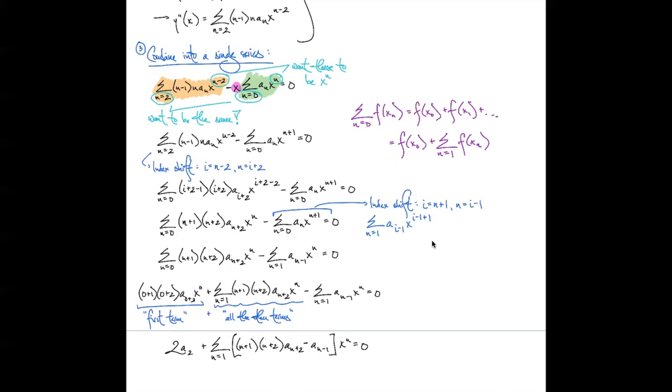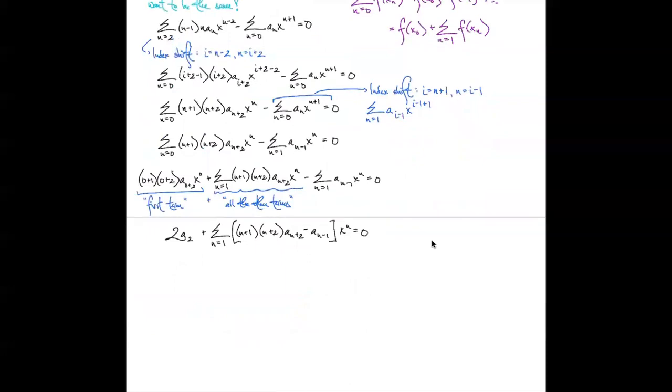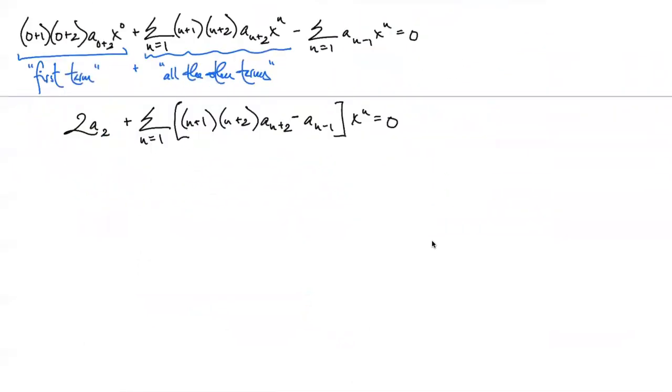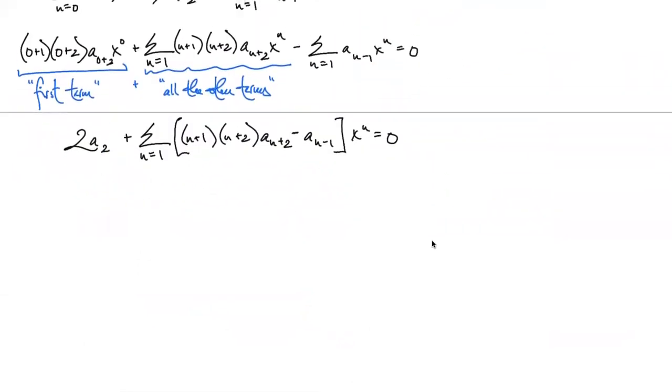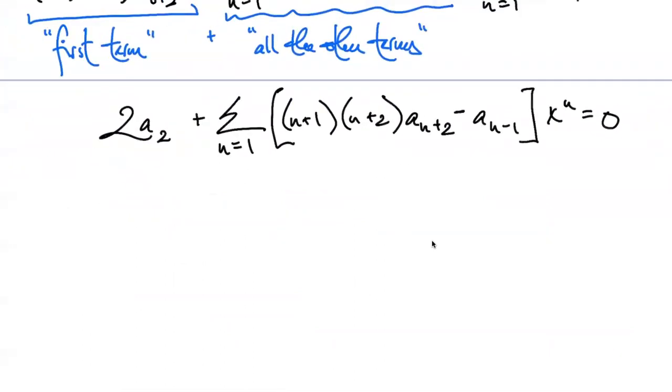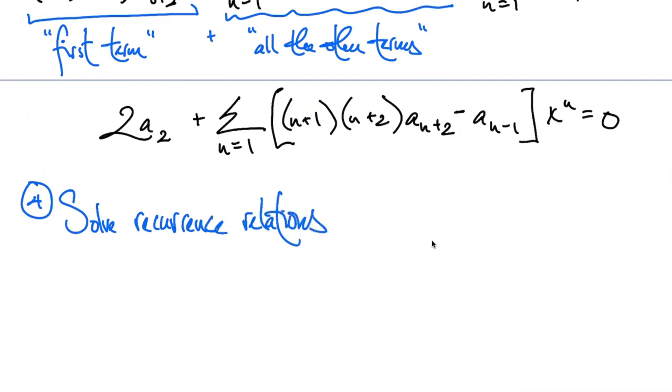All right, so what does all of this tell us? Well, all of this tells us that we are now ready to solve our recurrence relations, okay? And let's go ahead and do that. So step 4, solve recurrence relation. Okay.